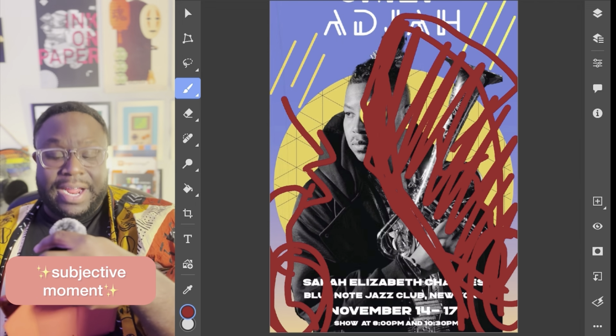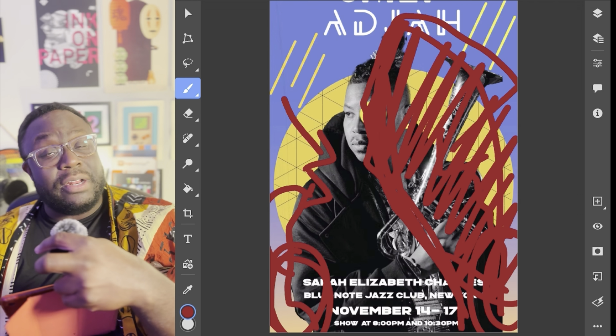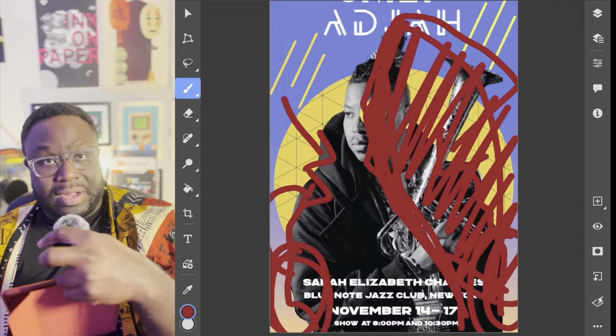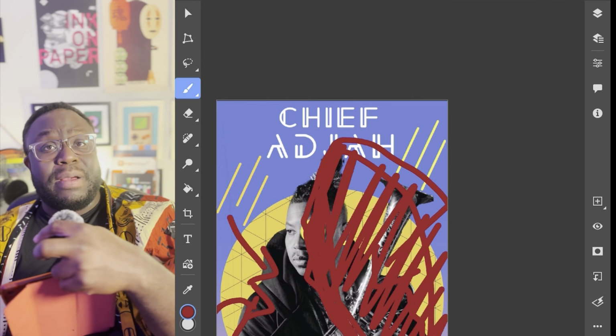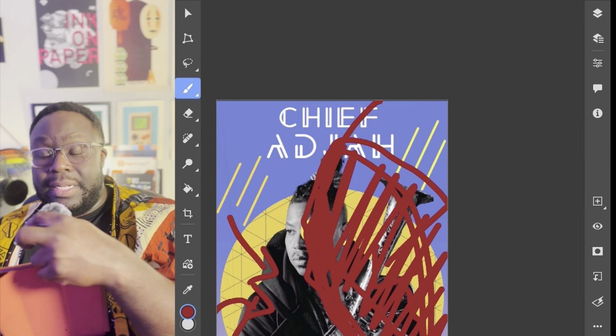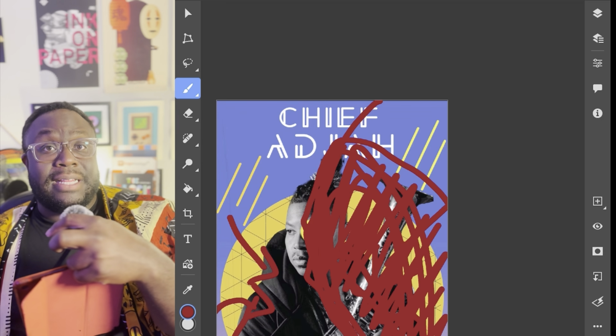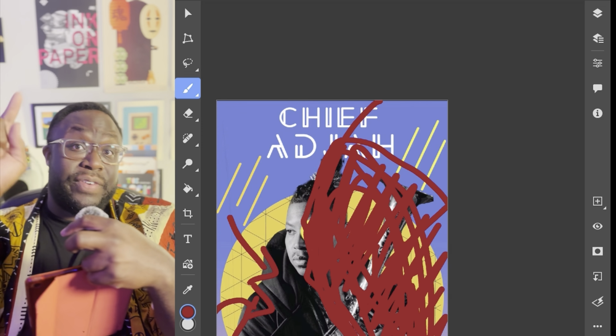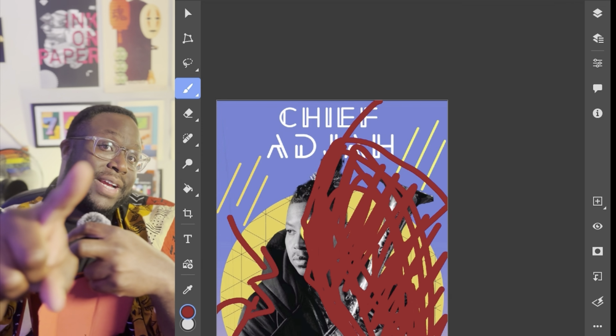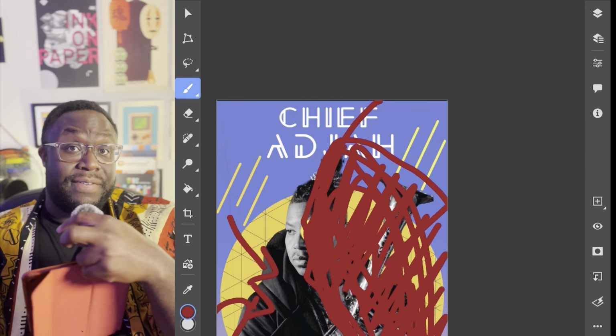I'm also just not a fan of this yellow. I don't fully understand it in terms of the color harmony here. It feels like a bit of a random choice, but let's see what happens when we take this from the sketch phase, which is very important. Do not skip the sketch phase, to the finishing phase.